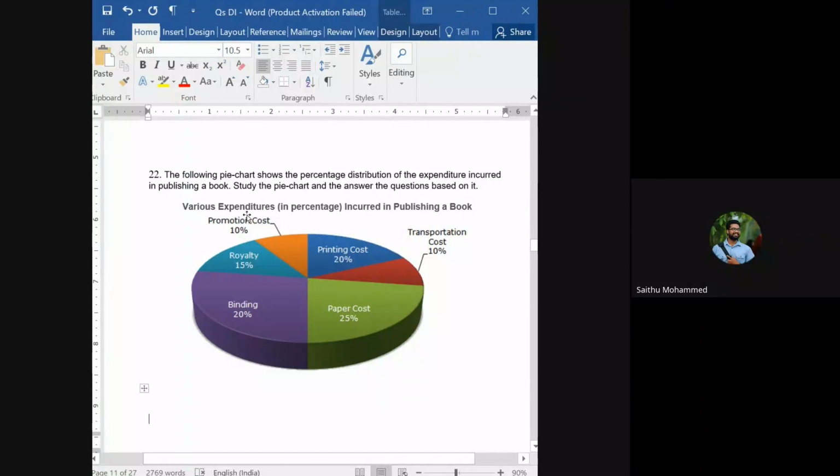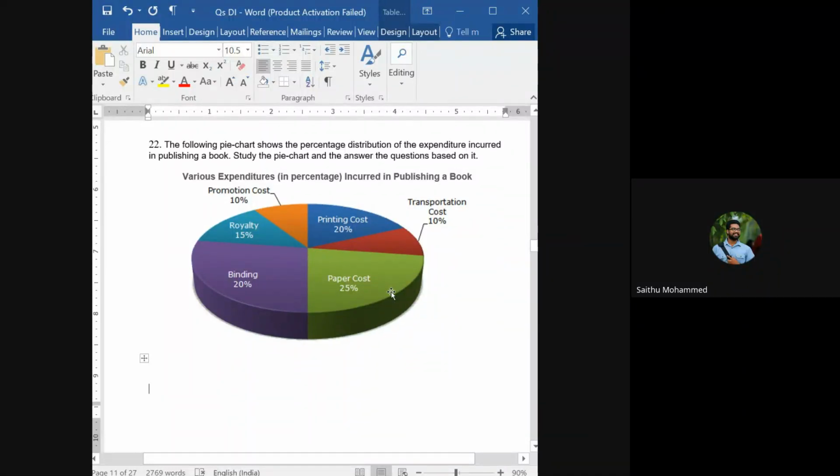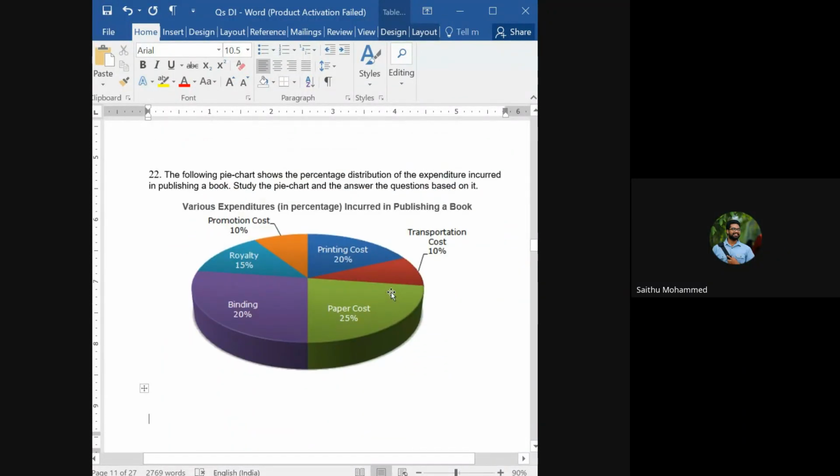This is a pie chart which includes various expenditures which are incurred in publishing a book. The printing cost is 20%, transportation cost is 10%, paper cost is 25%, binding is 20%, royalties 15%, promotion cost is 10%. That means the total cost is 100%. In that 100%, these many sub expenses are there. Okay, so that is being given here. And now we know that a circle, we also have to keep in mind that it follows the properties of a circle as well.